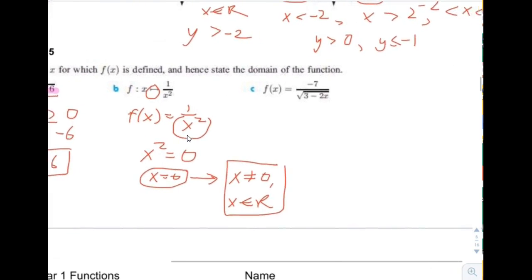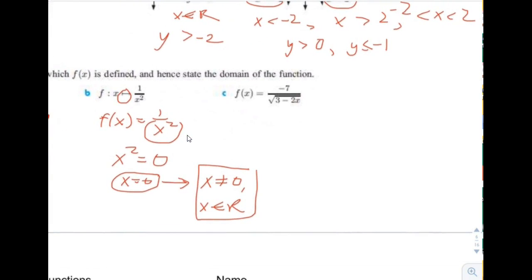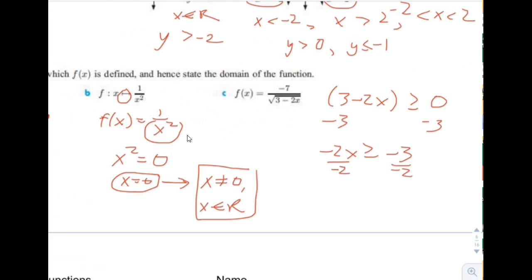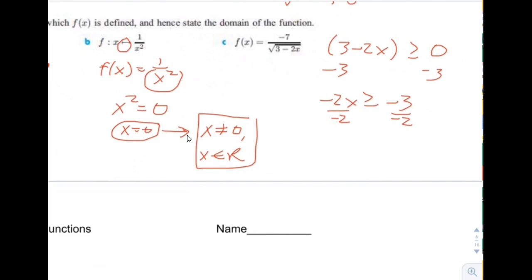All right, C. Here we need to say 3 minus 2x has to be greater than or equal to 0. We're going to use algebra here to figure out what exactly that means. Now be careful, because here we're going to divide both sides by -2. I don't know if you remember, but if you divide or multiply both sides by a negative number, it reverses the inequality. So now we get x is less than or equal to 3/2.